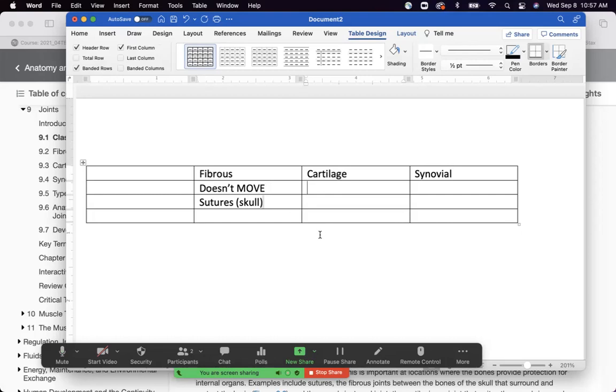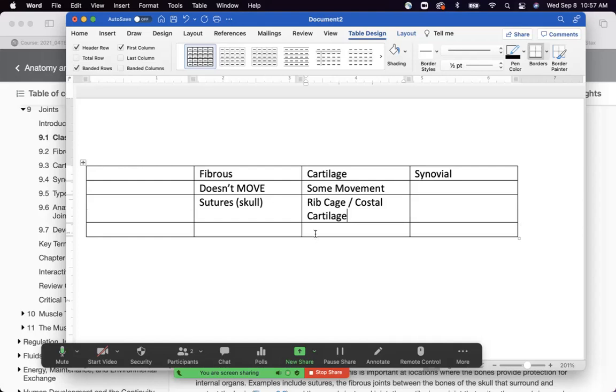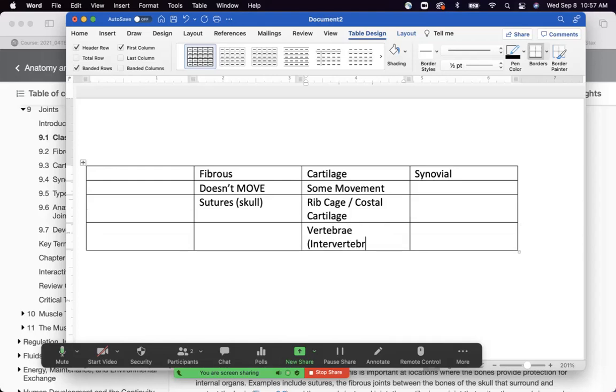Now, cartilaginous, some movement. And the example is your rib cage, which specifically is your costal cartilage. Another example would be your vertebrae, specifically your intervertebral discs.